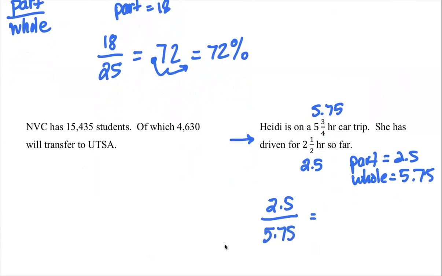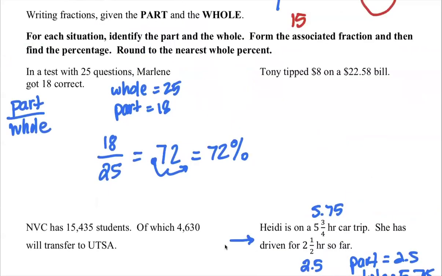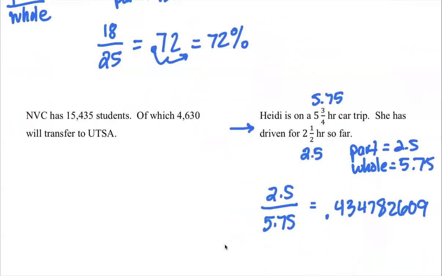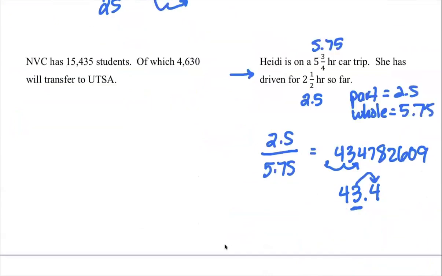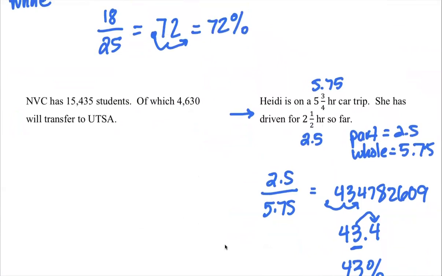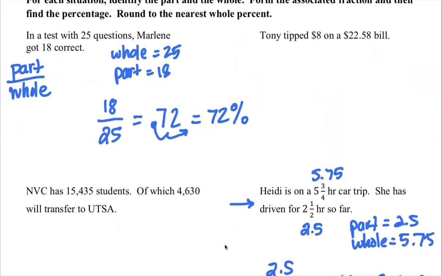5.75. When we divide that on a calculator, 2.5 divided by 5.75 is 0.434782. You don't have to write all that. I'm just showing you that it's a lot of digits, but we were asked to round to the nearest whole percent. So when we turn this into a percent, that would be moving the decimal 2 to the right. The nearest whole percent is the ones place. Is that closer to 43 or 44? That would round to 43. So 43, and we need that percent. Just make sure I followed all of the directions. Yes.